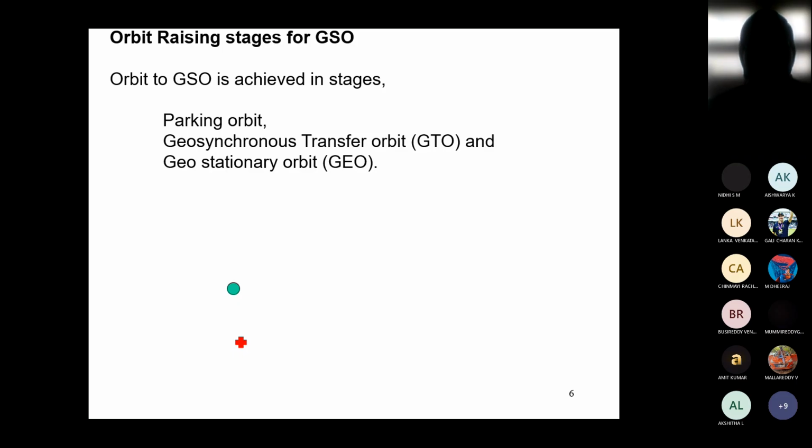In this lecture, we are going to discuss the orbit ranging concepts of the satellites. That means how we can launch a satellite into any particular orbit. And basically, we will see what the different orbits are and what the phases of launching the satellite into the particular orbit are.